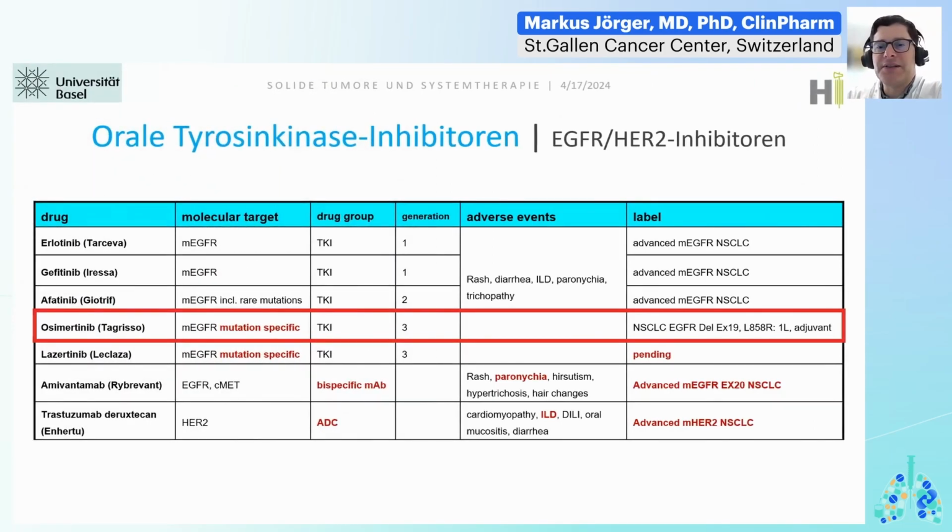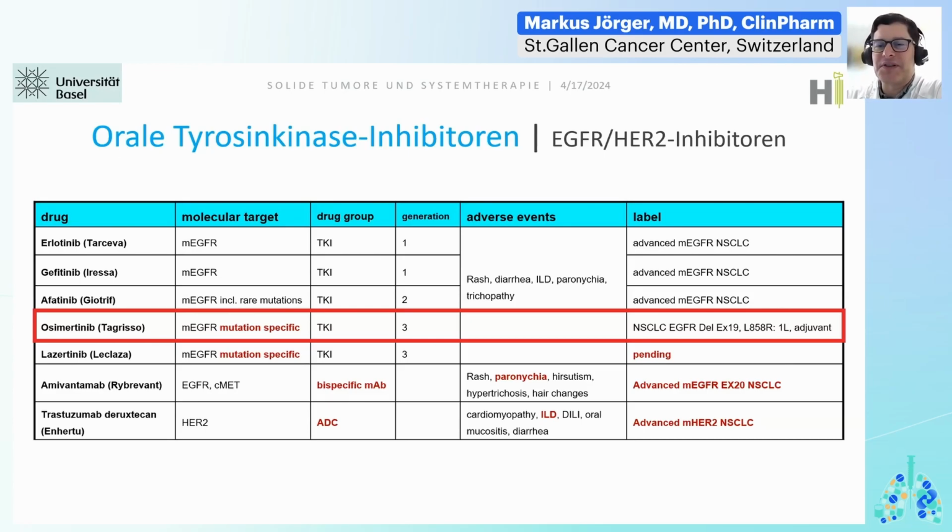So I will only touch on basically two groups of kinase inhibitors, the EGFR inhibitors and the ALK inhibitors. Here you can see the group of EGFR inhibitors. Actually, the title is not completely correct because I recently added monoclonal antibodies, antibody-drug conjugates that are also EGFR inhibitors.